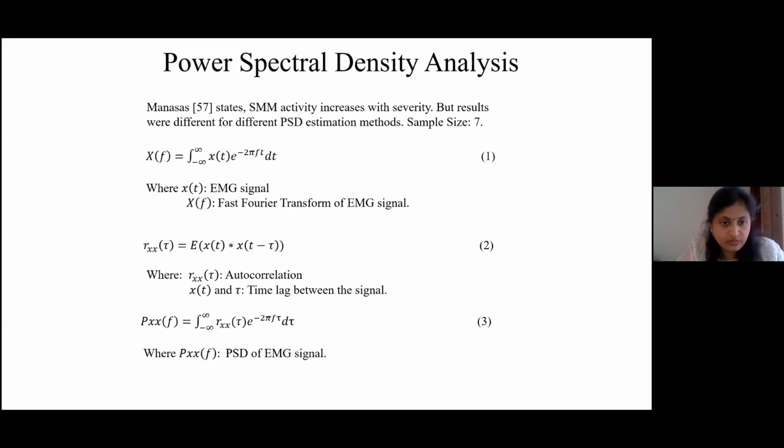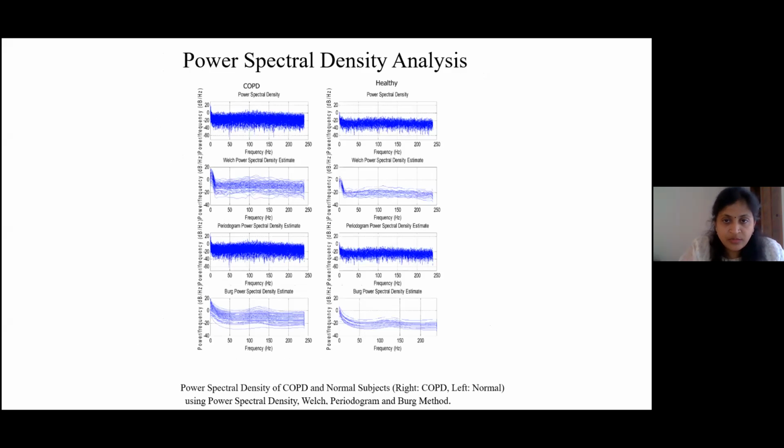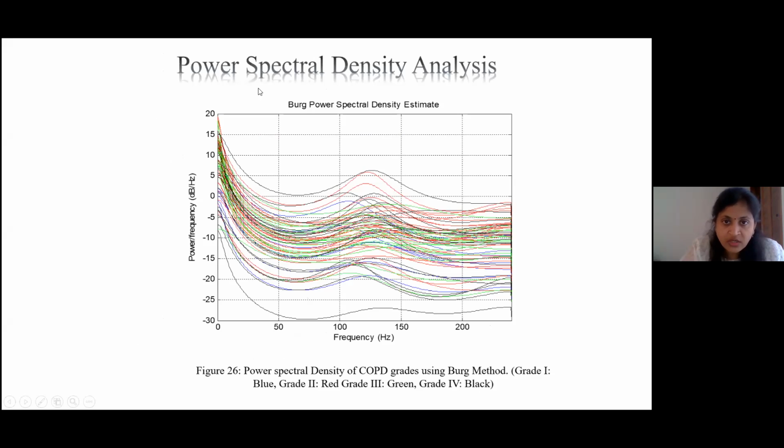So here, this is power spectral density calculation. This is with autocorrelation. This is the Welch power spectral density estimation. You can see these two graphs. This is for the diseased person and this is for the healthy person. Here the muscle activity is more, here it is less. Again the Burg power method, but the results are really different here.